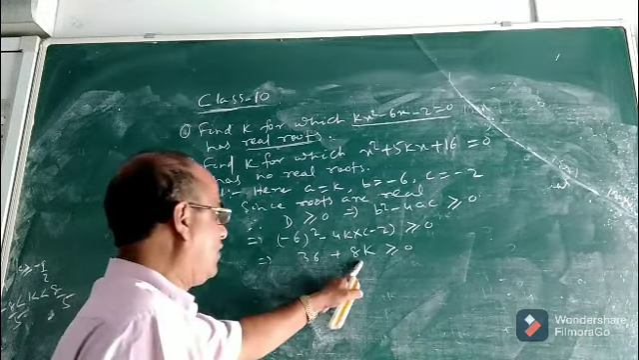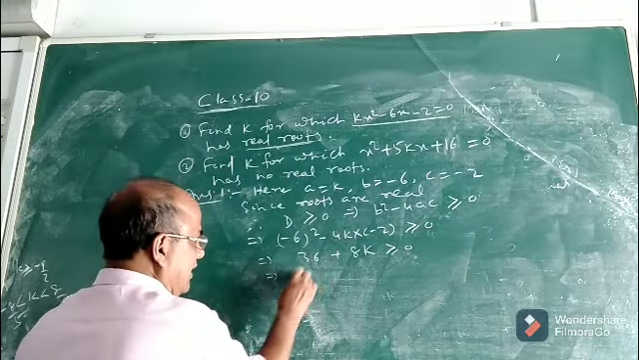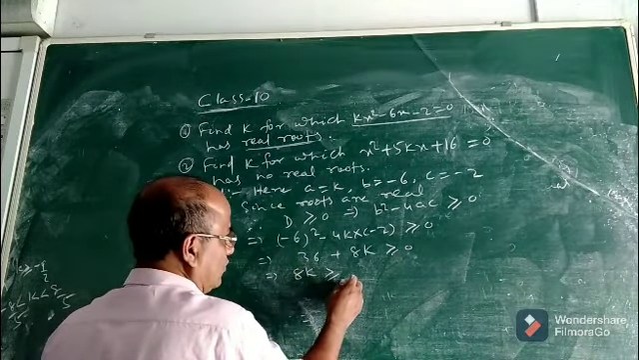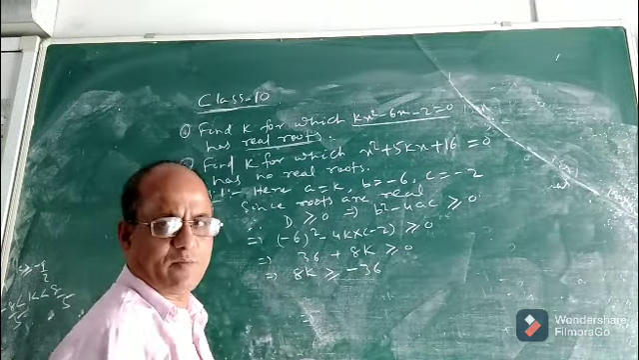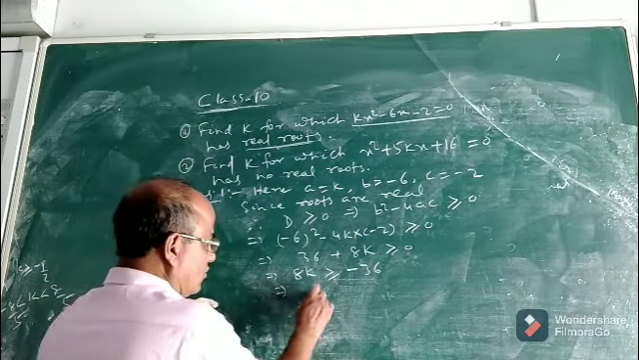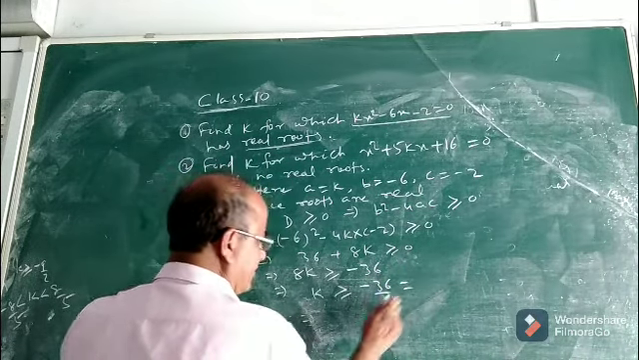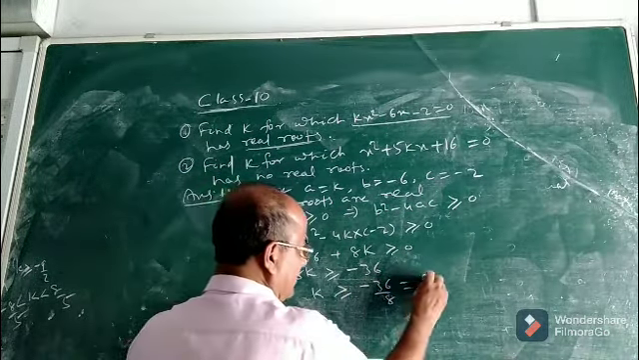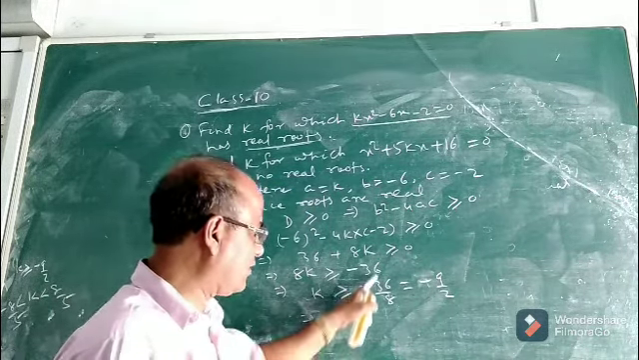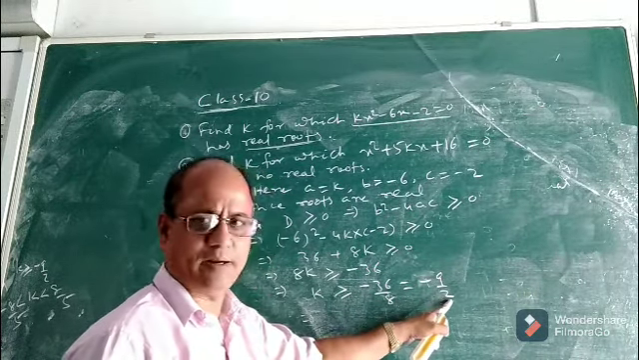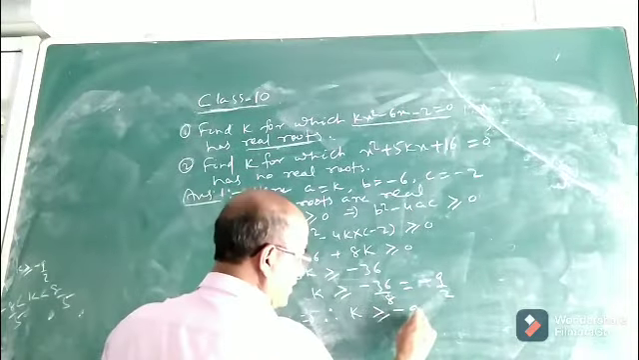Now 36 plus 8k is greater than or equal to 0, so take this 36 to the right hand side. So 8k will be greater than or equal to what? 0 minus 36, it is minus 36. Then what will be k? So k will be greater than or equal to minus 36 by 8. That means on reducing into lowest terms it will be minus 9 by 2. See, k is greater than or equal to minus 36 by 8, which is equal to minus 9 by 2. That means the value of k must be greater than minus 9 by 2.